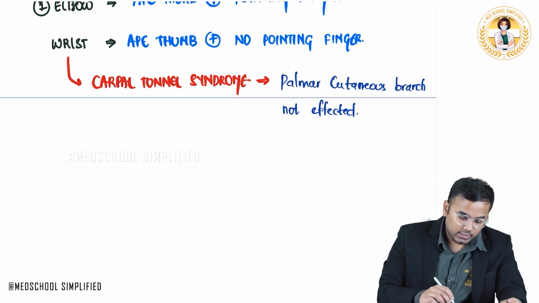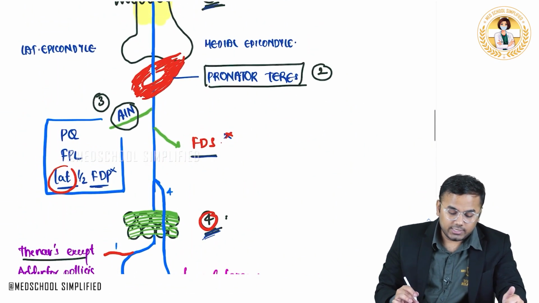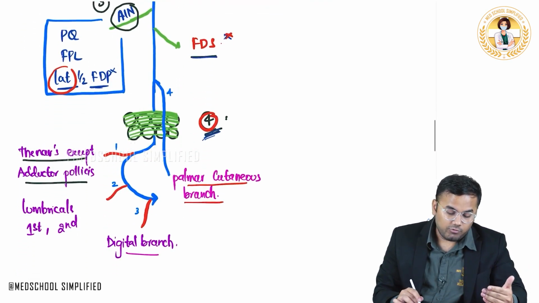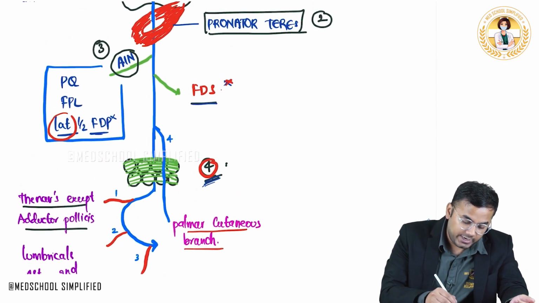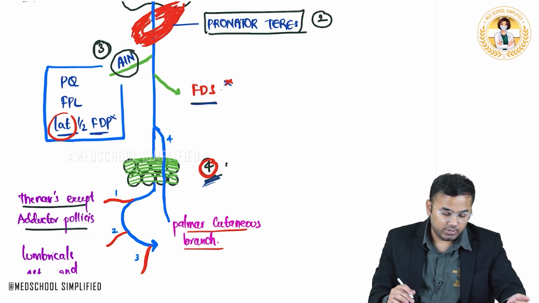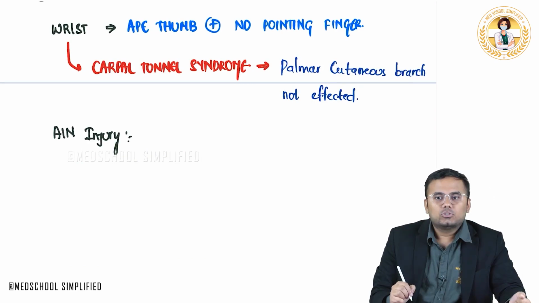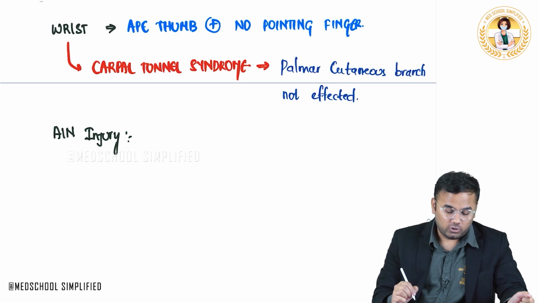Next important thing, we have discussed injury at the level of elbow. We have discussed injury at the level of wrist. Now we will discuss injury at the level of point number 3. What is point number 3? That is the anterior interosseous nerve. So anterior interosseous nerve injury. This is called isolated interosseous nerve injury.